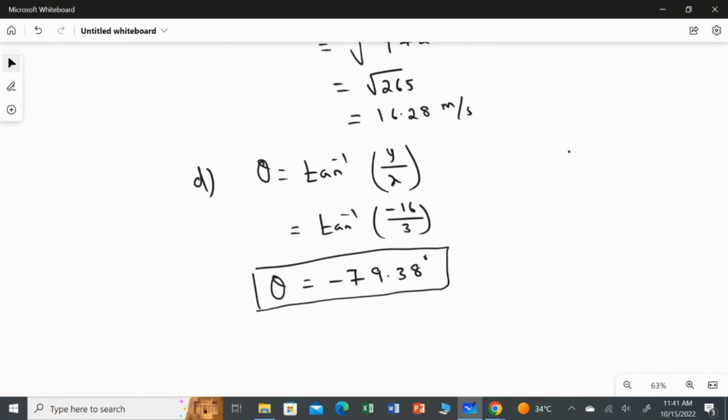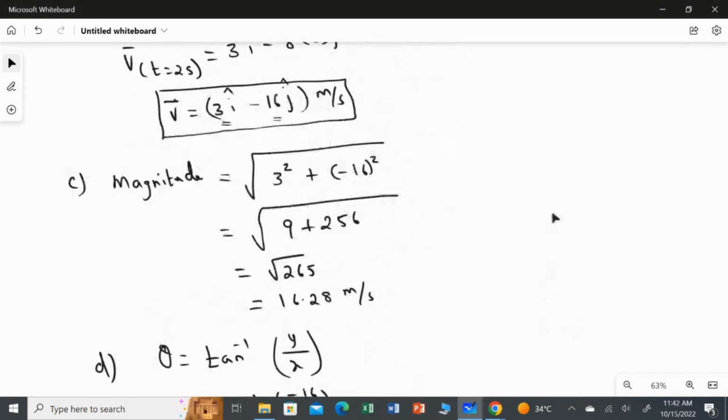Before you answer a question, you have to read the question very carefully. First try to identify what is given in the question, then use the relevant formula for that question, and then work it out very carefully using your calculator. Clear?